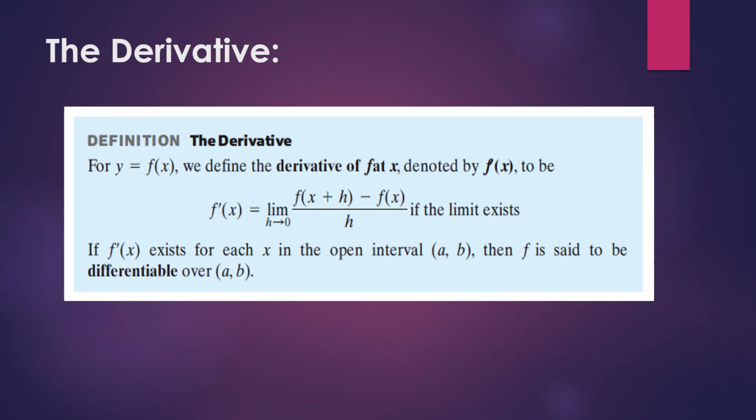And then last and not least, we've got the derivative, what this section's all about. So we say for y equals f of x, we define the derivative of f at point x is denoted by f with an apostrophe, or we read it f prime. And it is defined as the limit as h goes to 0 of f of x plus h minus f of x over h if the limit exists. And if f prime exists for each x in an open interval a to b, then f is said to be differentiable on the interval a to b. So if we find a stretch of points that we can take the derivative, we say that stretch of points would be differentiable on that interval.